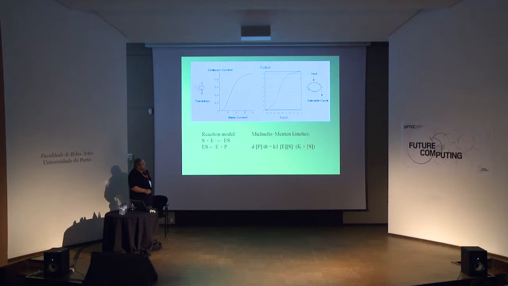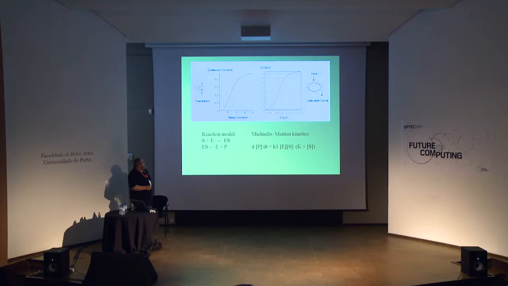If substrate concentration is very small, then K is larger. So at small concentrations of substrate, the rate of product production grows linearly with the substrate. But if substrate concentration is large, then K is not important, and you have substrate concentration divided by substrate concentration, which means one, and the kinetics doesn't depend on substrate concentration. So what you observe is that if here is the substrate concentration and this is the rate of product production, then you have a sigmoidal-like curve.